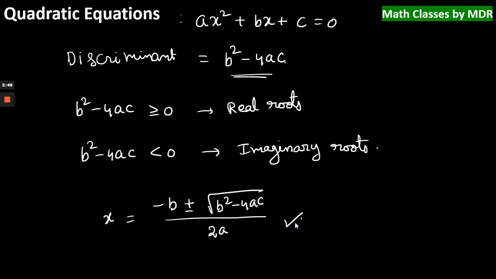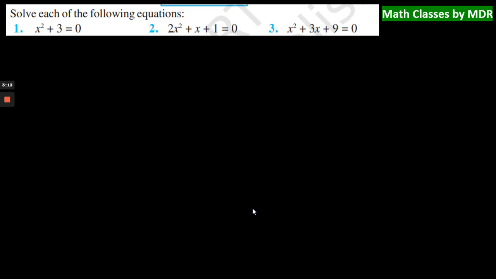If b square minus 4ac is greater than 0, that means under this root it is a positive value, and you'll see that it has real roots. If b square minus 4ac is less than 0, that means it is negative, then any negative number under a square root is an imaginary number, so you'll get complex roots, right?